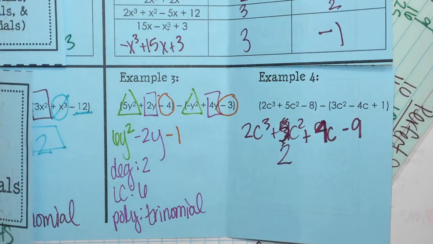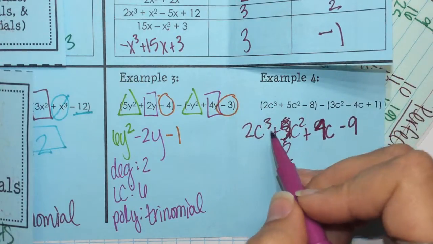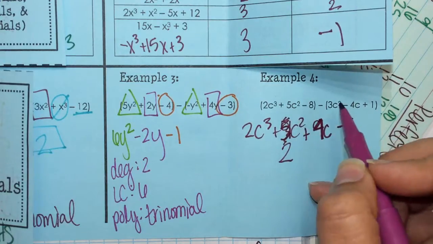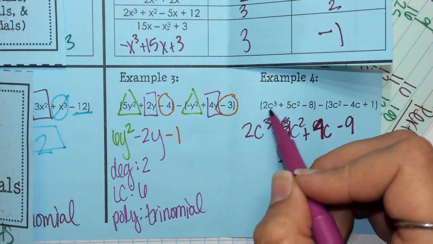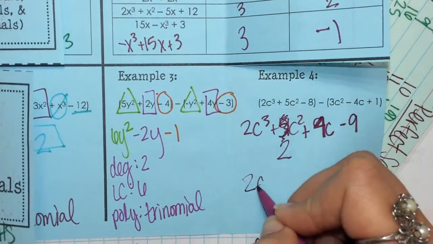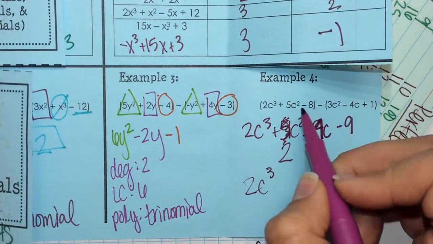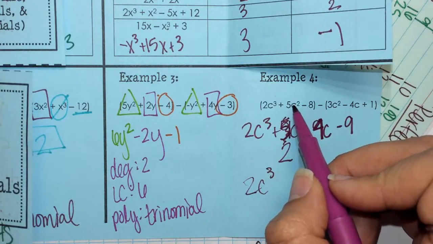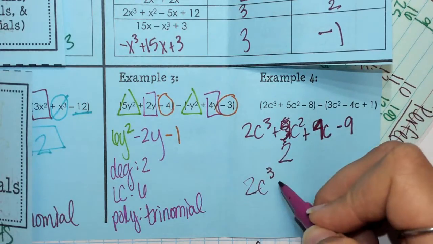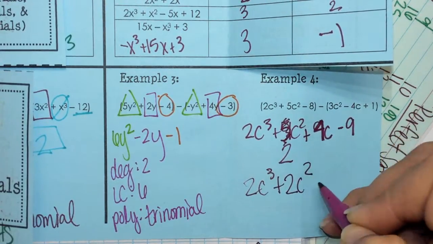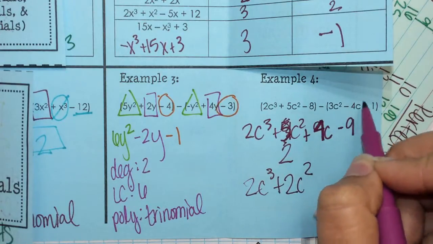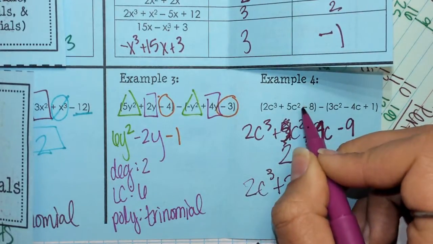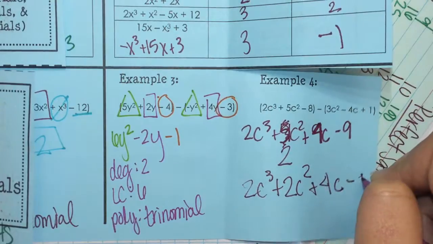Do you want to start over from the beginning and look at it again? Okay, so this doesn't have anything to combine with. I combined these two on accident. I skipped over this one, and I don't know why. So you write 2c cubed. Then you have 5c squared minus 3c squared, and that gives you a positive 2c squared. Then you don't have anything to combine with this one, so it's minus a negative, so you get plus 4c. And then negative 8 minus 1 gives you minus 9.